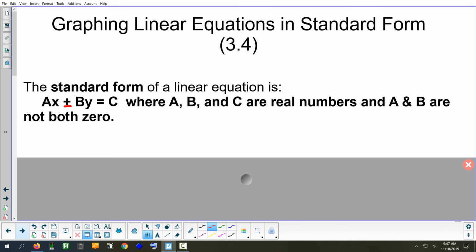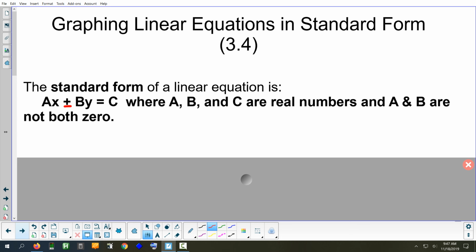Because think about what happens if they were both 0. What's 0 times x? 0. And if b was 0, what's 0 times y? 0. Now you've wiped everything out on that side of the equation. You don't even have anything there anymore. We can't do that. Right? We can't wipe everything out. One of them could be 0, but not both. That's what that last part says.